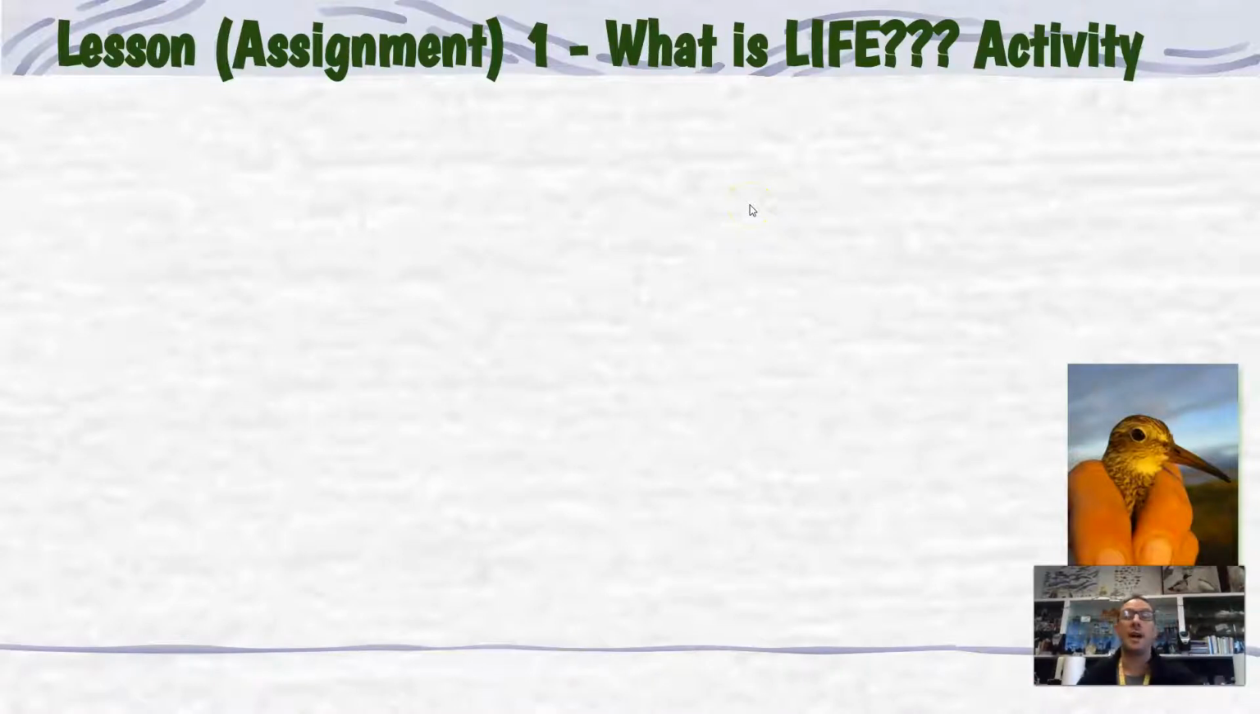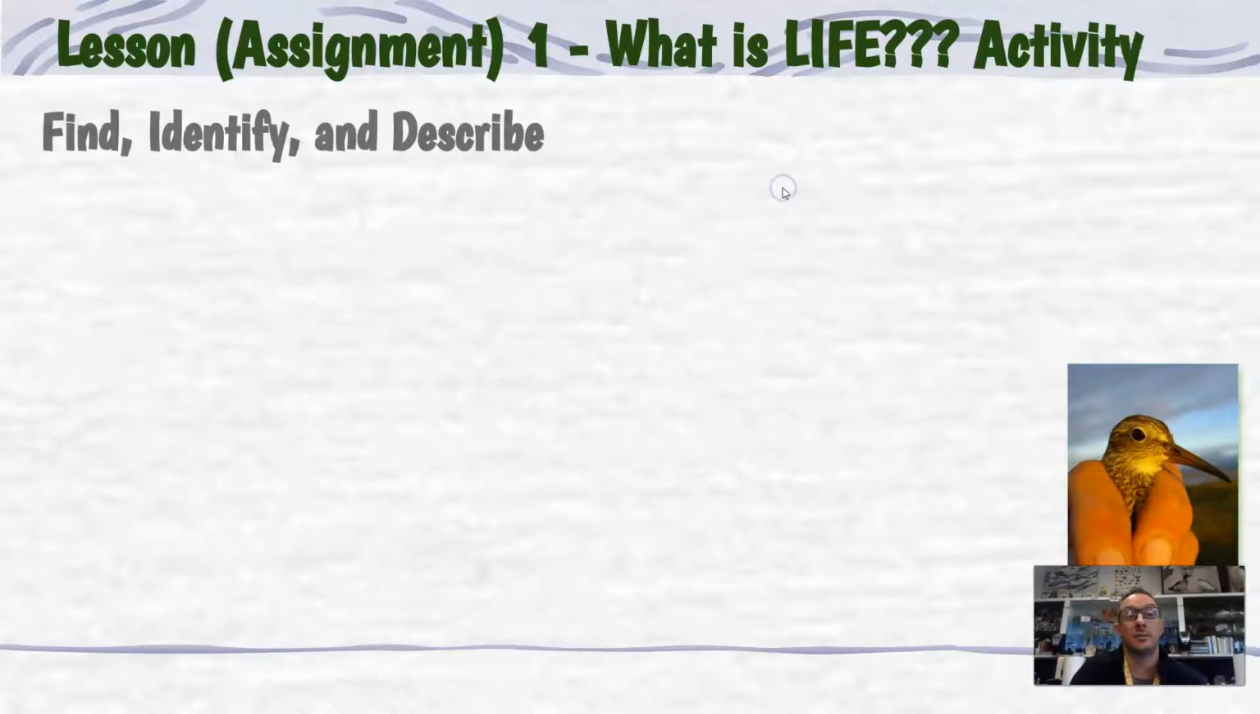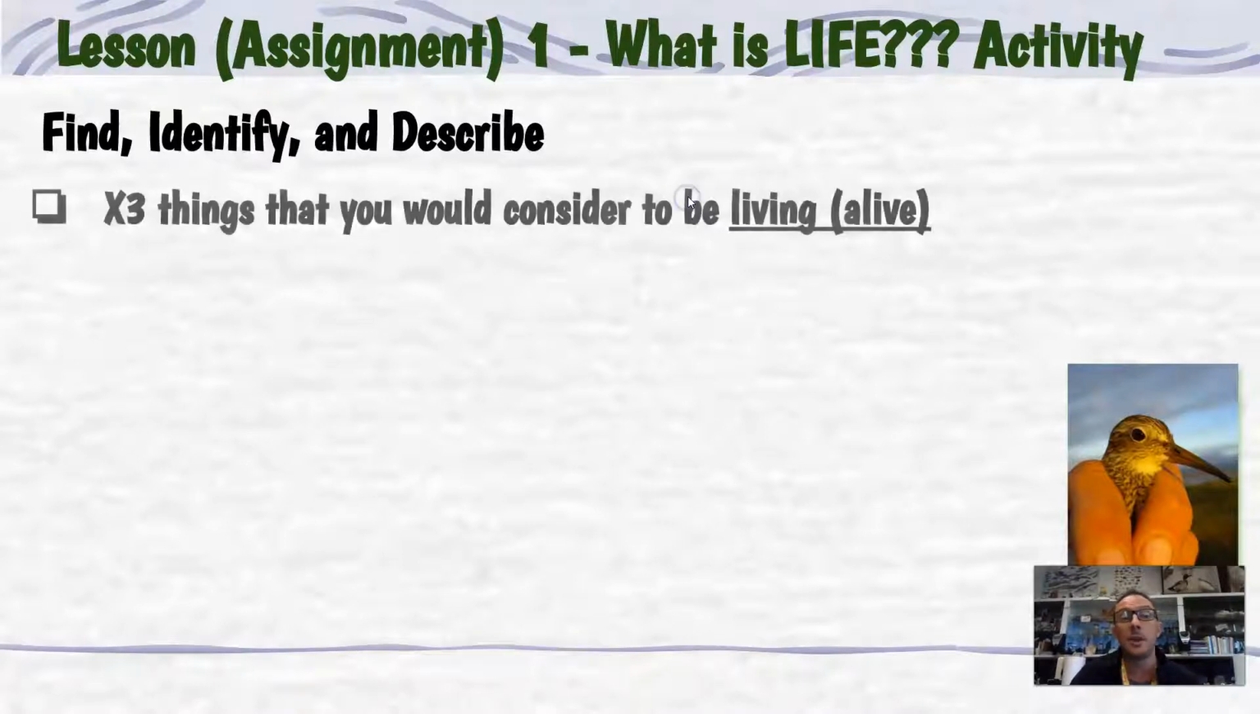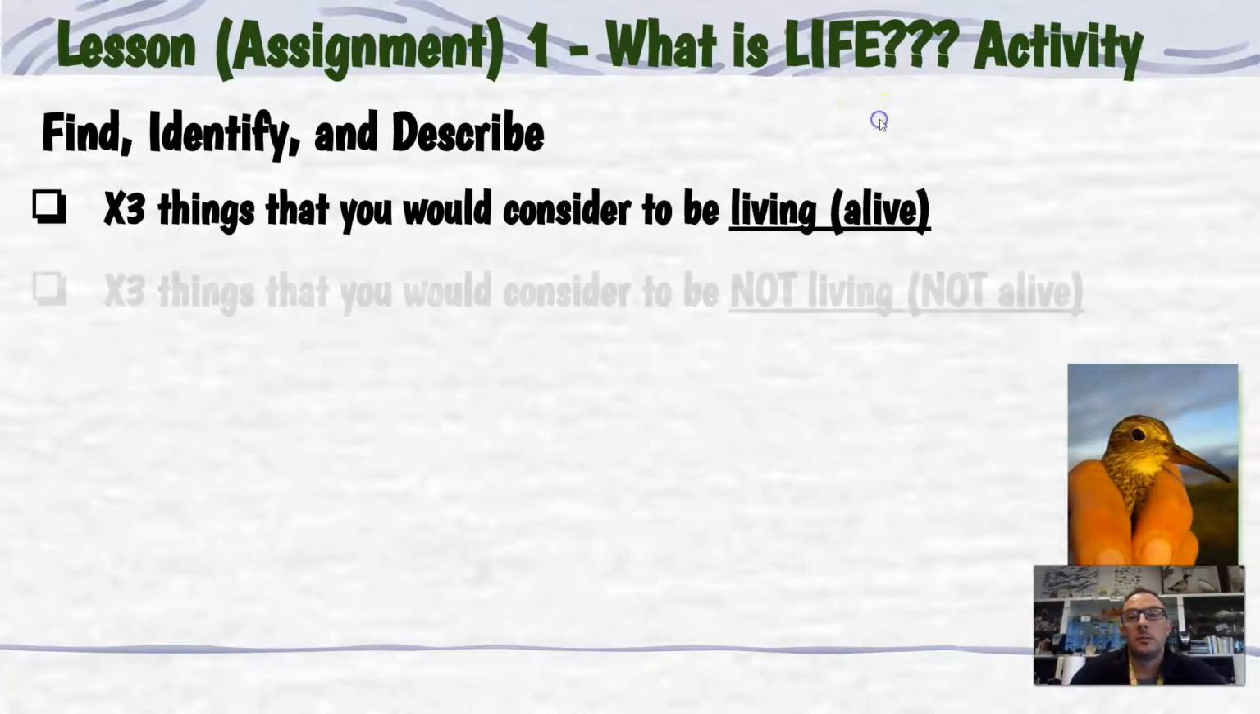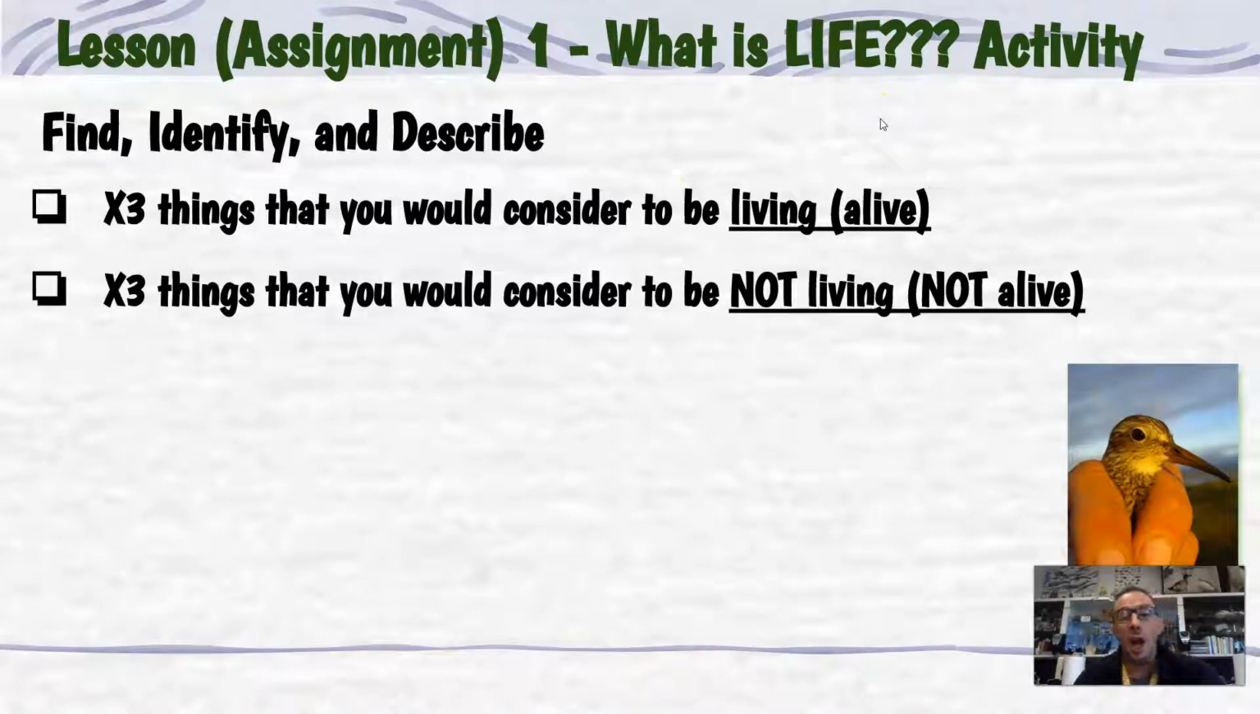So the first assignment I have for you guys before we even start taking notes is I want you to go out and just do a little activity investigation. Go outside and find and identify and describe 3 different things that you consider to be alive and living. Okay, you might find that easy. Hopefully you do. And then find 3 things that you would consider to not be alive, not living. And these can't be things that were once living. So I don't want you to bring in a dead cat. Okay, it has to be something that has truly never been alive.